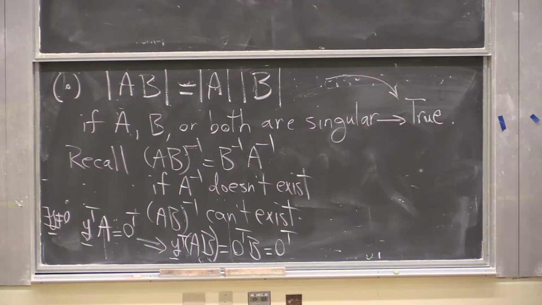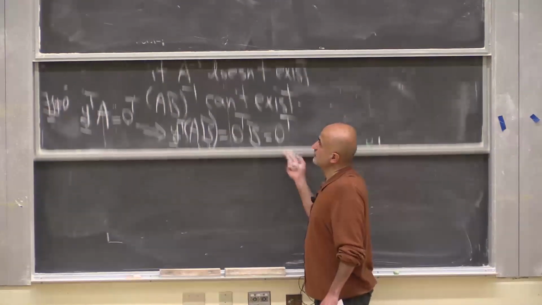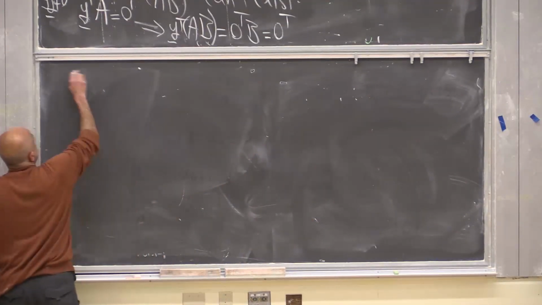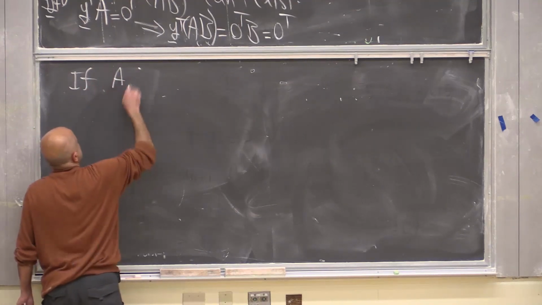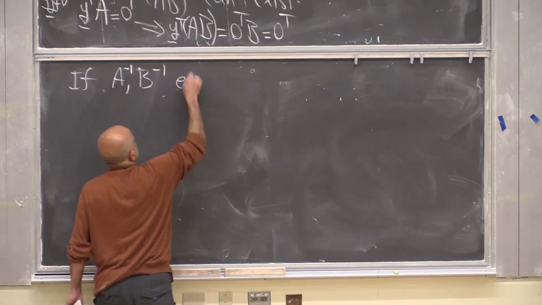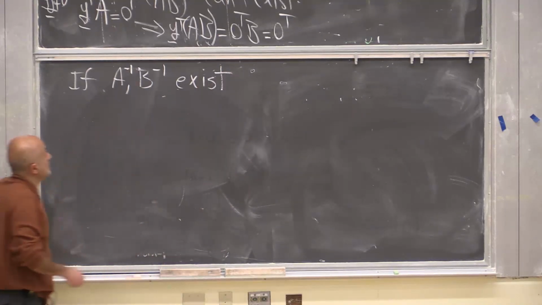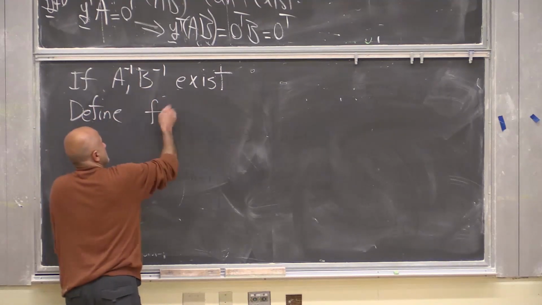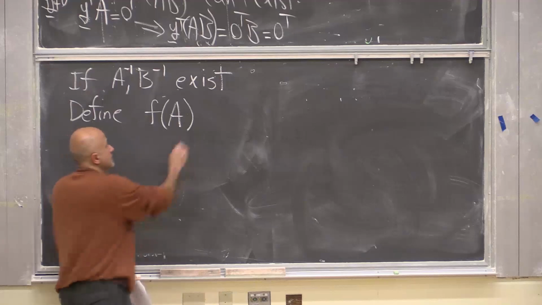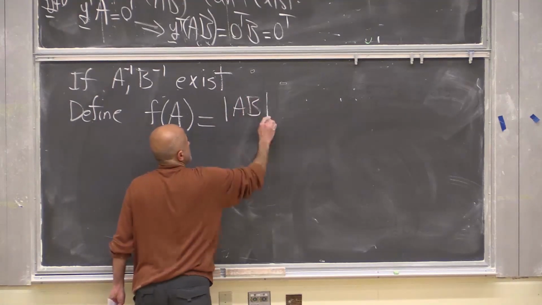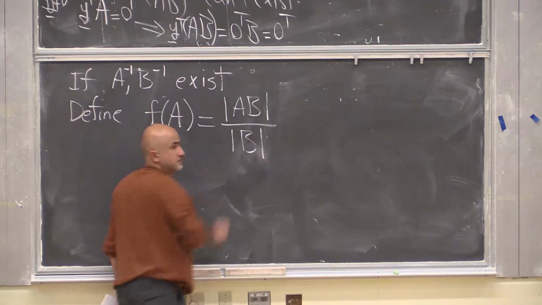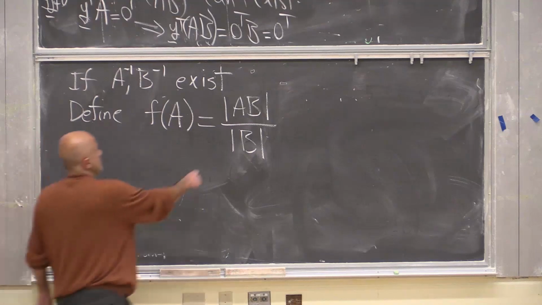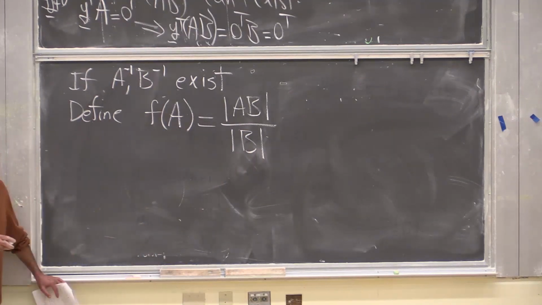If they're both invertible, that's the more interesting case. If A and B are invertible, in other words, these inverses exist, then I can define the following function. I'm going to define a function of the matrix A, which is the determinant of AB, whatever it is, divided by the determinant of B. In other words, I fix B, and I look at this ratio as a function of A.